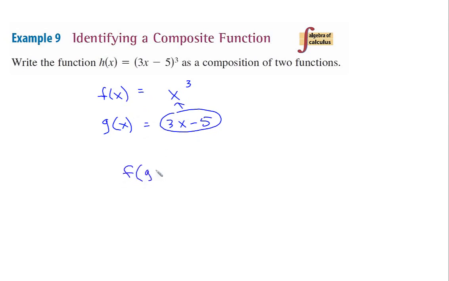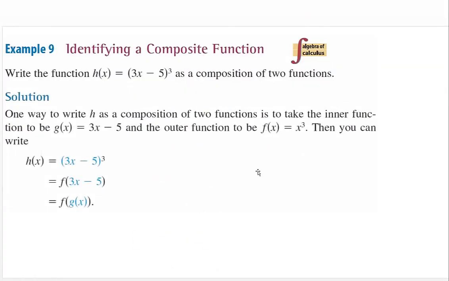Well, we have f of g of x, right here. If you take the g function, you plug it into here, you would get this, right? So h of x is equivalent to f composed with g of x. If you take the g function, you plug it into our f function here, you would end up with h of x, and that's all that is right there, real simple. All right, so that's how you could take a function and write it as a composition of two functions.